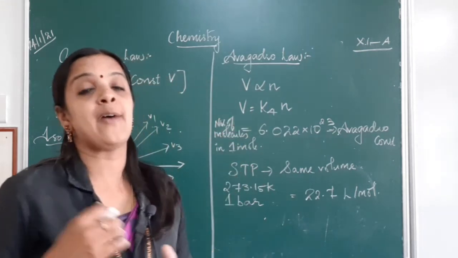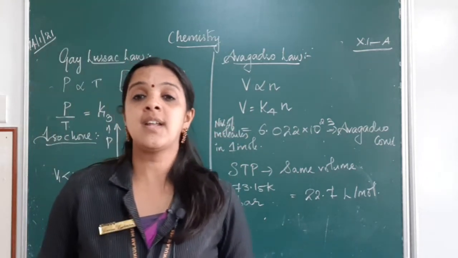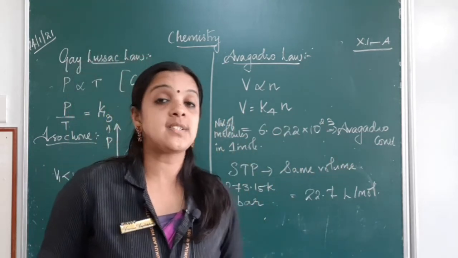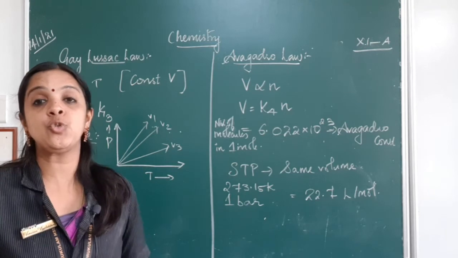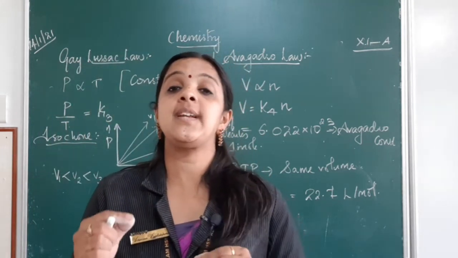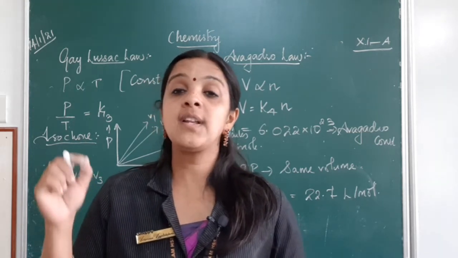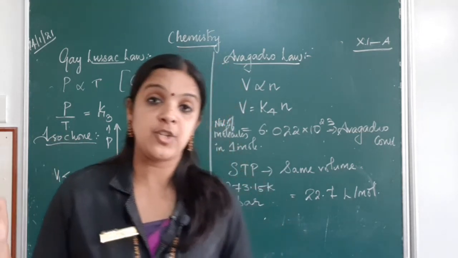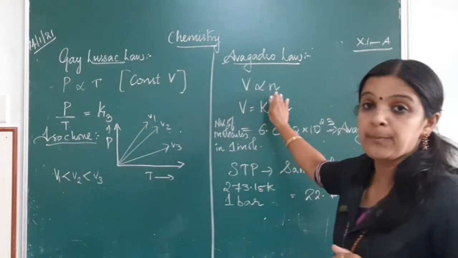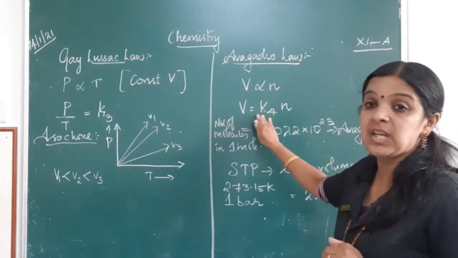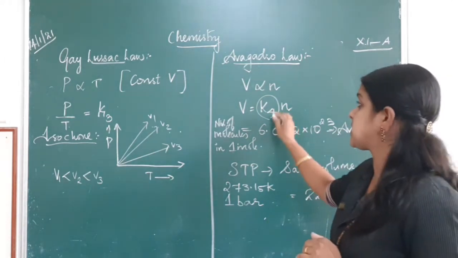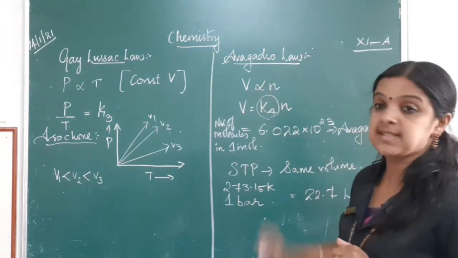The next comes the Avogadro law, which we have already learnt in our 10th standard, that is keeping temperature and pressure constant, volume is directly proportional to number of molecules or number of moles. Now this is also restated as: equal volumes of all gases at the same temperature and pressure will have an equal number of molecules. Here V is proportional to n, where V is equal to K4 n. Again K4 is the proportionality constant which is used to remove the proportionality symbol.